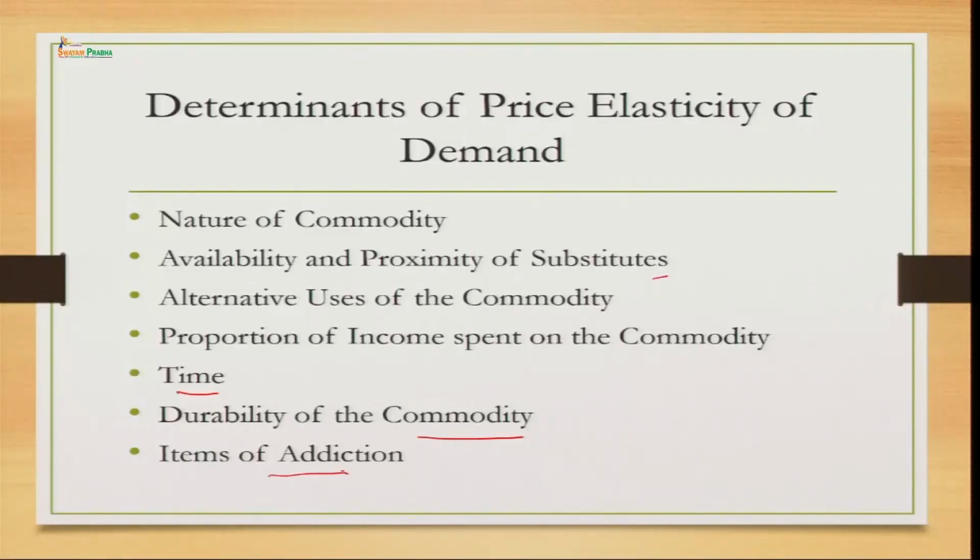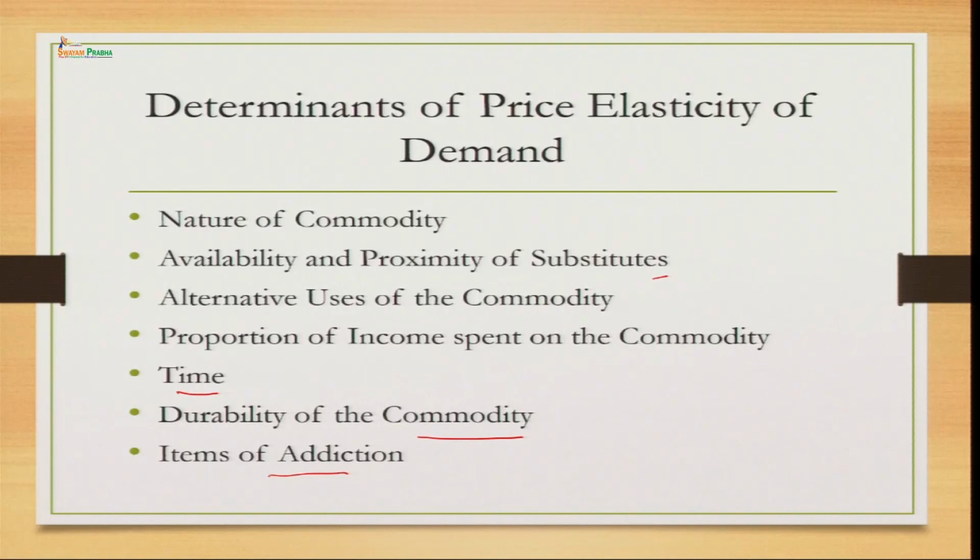And lastly, we have items of addiction. Items of addiction, yes, the items which are of addictive nature, their demand is definitely inelastic. People who have a habit of drinking tea, those who are addicted to drinking tea, so usually if the price of tea increases, then also their demand does not get affected much. So, in this case the demand will be inelastic. So, these are some determinants of price elasticity of demand. I hope it is clear to every one of you.